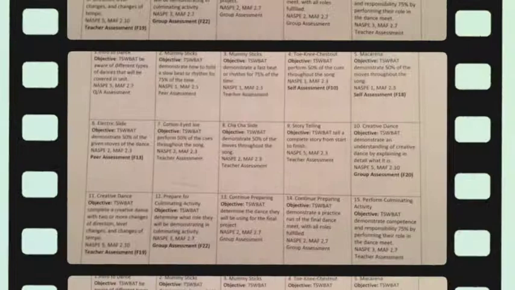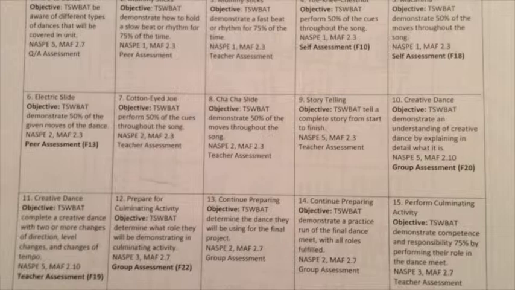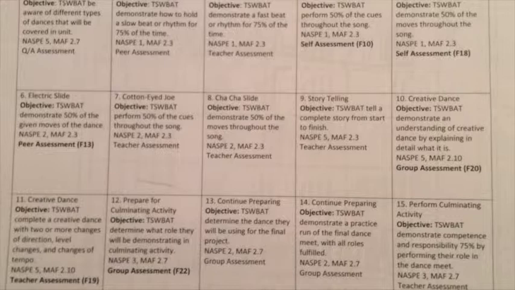So here we have the 15-day block plan. First, we cover the intro to dance on the first day. Then we do mummy sticks for rhythm and counting beats. And then we move on to social dances. Some that will be covered are the Tony Chestnut, Macarena, Electric Slide, Cotton Eye Joe, and Cha-Cha Slide.